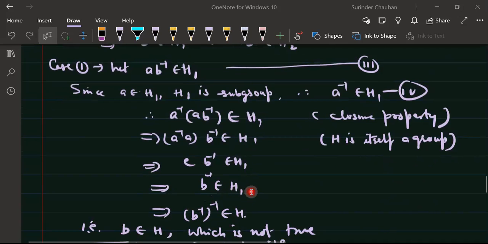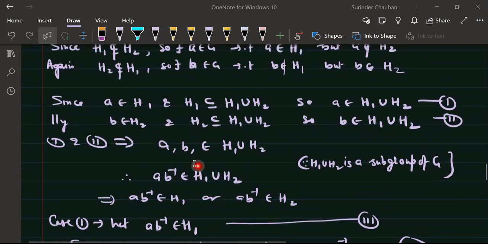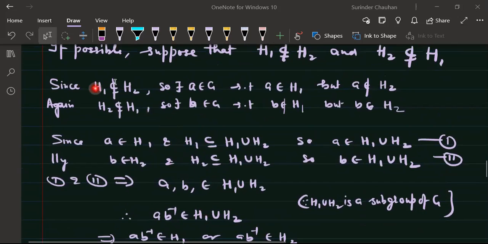If b inverse belongs to H1 and H1 is a subgroup, the inverse of b inverse also belongs to H1. That is, b belongs to H1, which is not true. So this case is not possible.